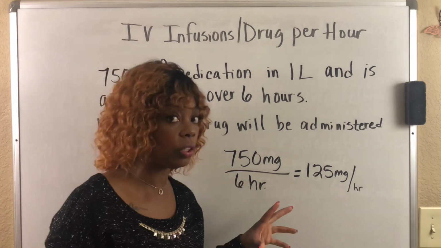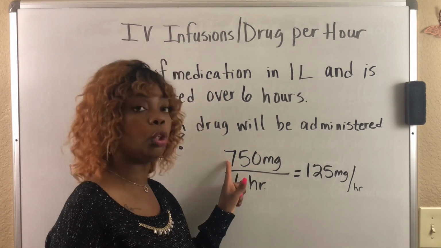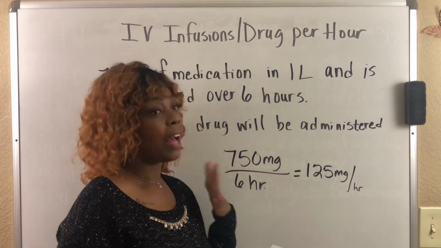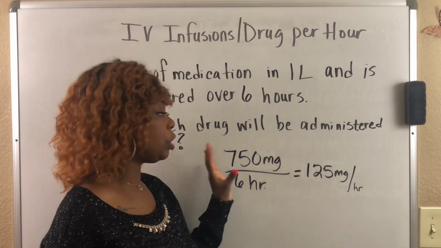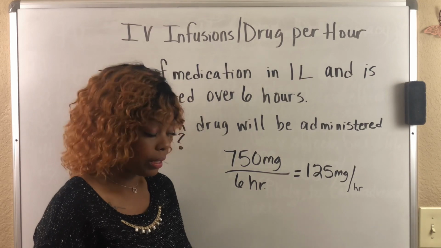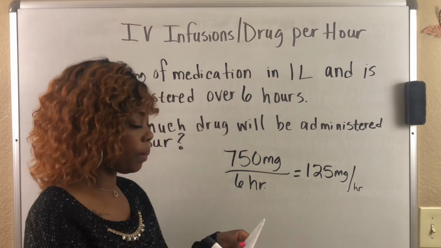We do some simple division in our calculator. Whenever you're doing division in your calculator, always put your numerator in first. A lot of people ask me that. I've had very smart people ask me that, and I'm just like, okay. So you just divide: 125 milligrams per hour. That's it. Okay, let's move on to the next problem.